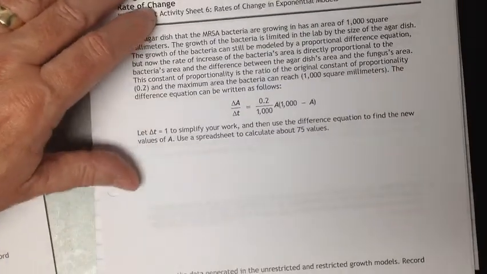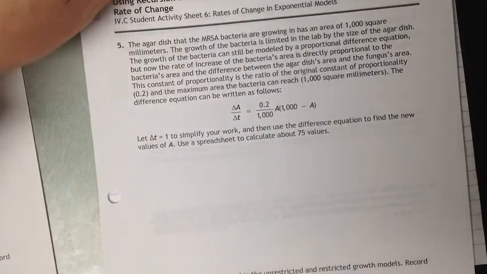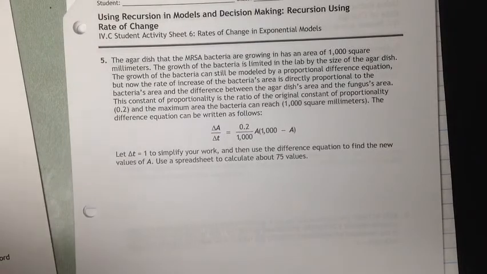Okay? All right, so number 5. Last thing we're going to do here with the spreadsheet. The agar dish that the MRSA bacteria are growing in has an area of 1,000 square millimeters. So we're way beyond that after 75 weeks, way beyond. The growth of the bacteria is limited in the lab by the size of the agar dish.